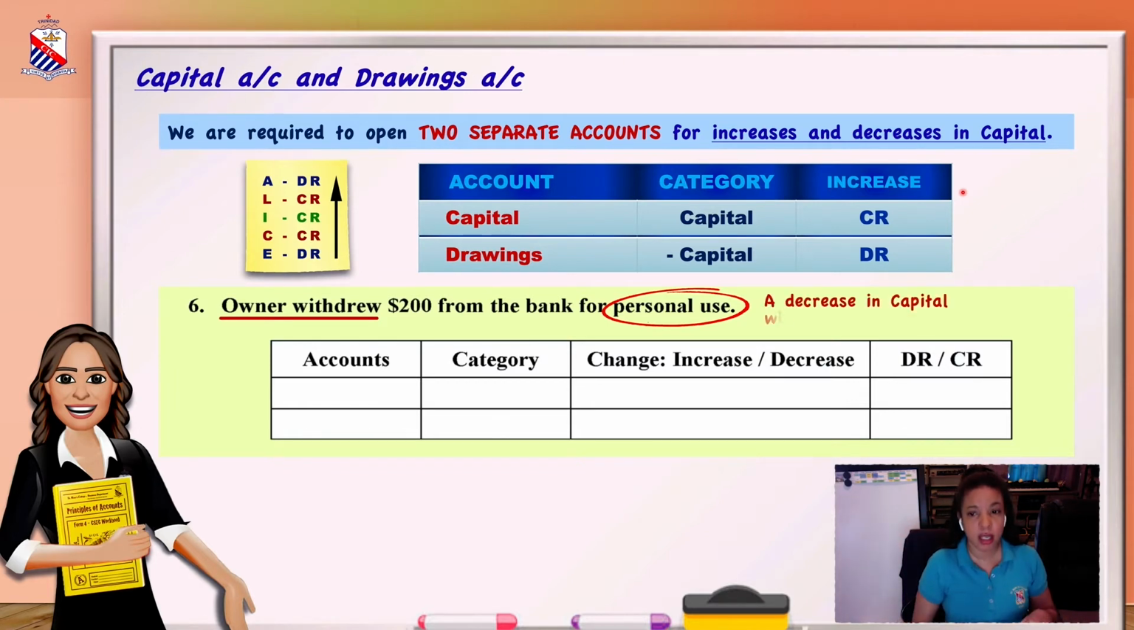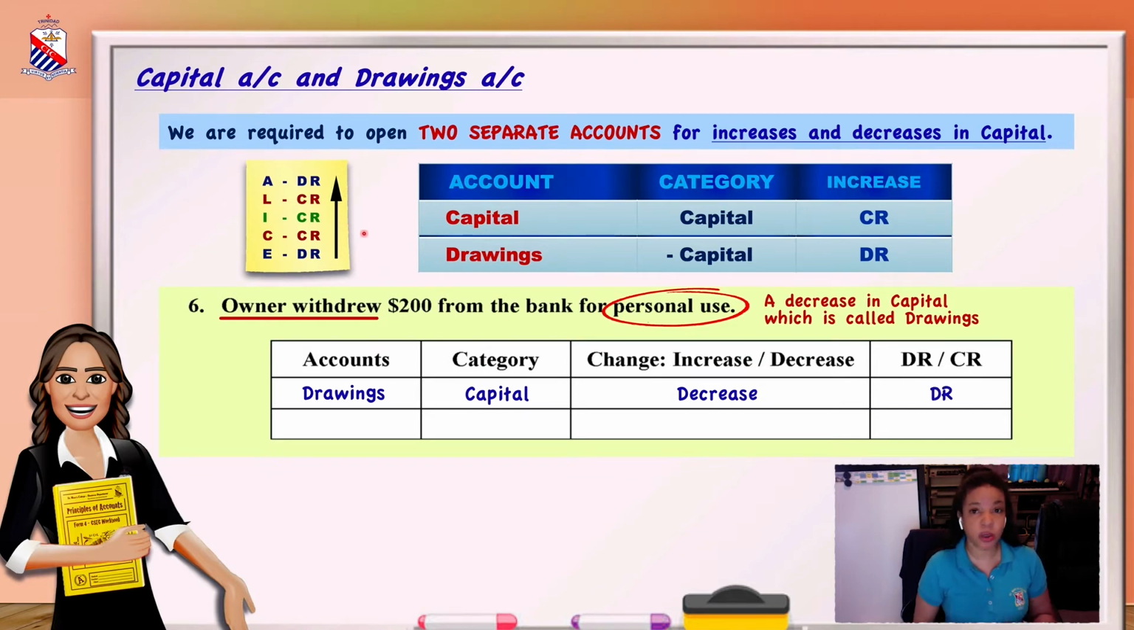drawings. So a decrease in capital, which is called drawings. You're withdrawing capital, you're decreasing capital. What is that called? Drawings. So you name of your account, drawings. Which category is that? It's capital. Did capital increase or decrease? It decreased. So therefore, what do you do when capital decreases? When it increases, you credit. So when it decreases, it will be debit.